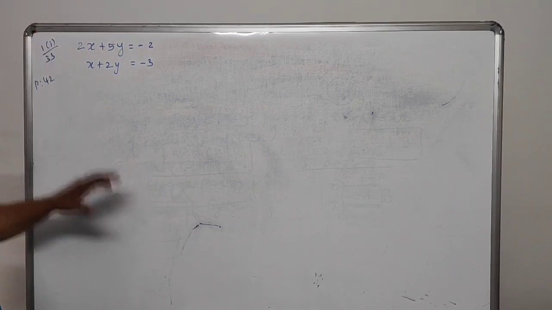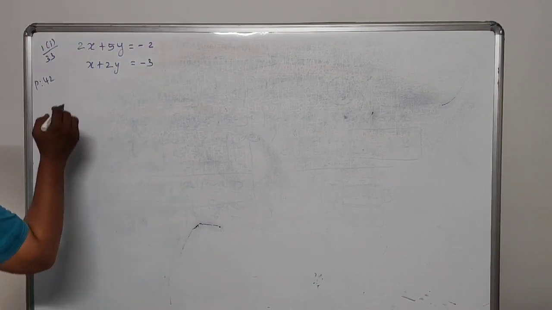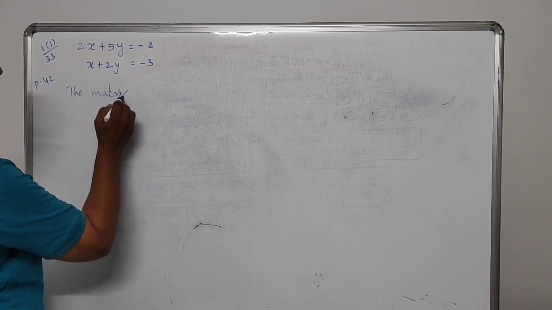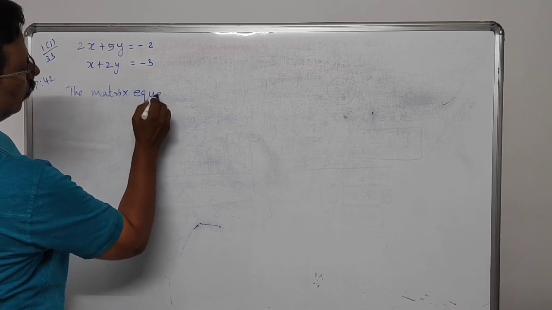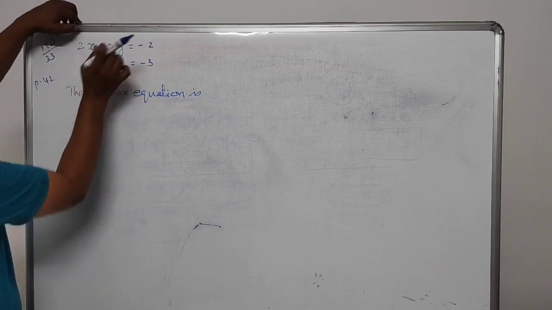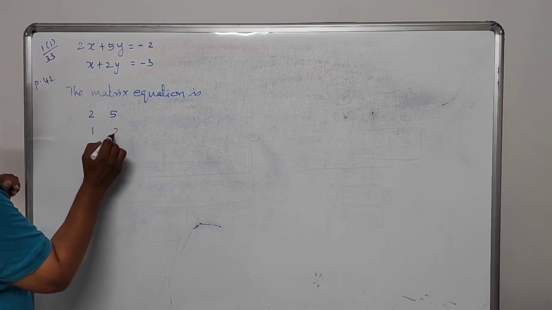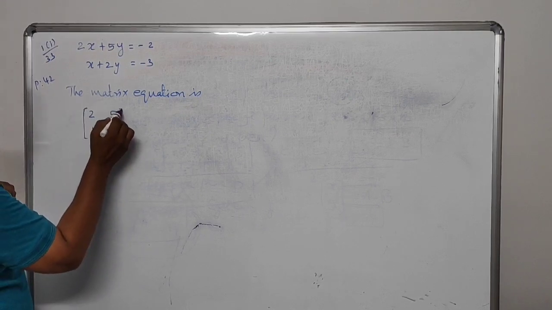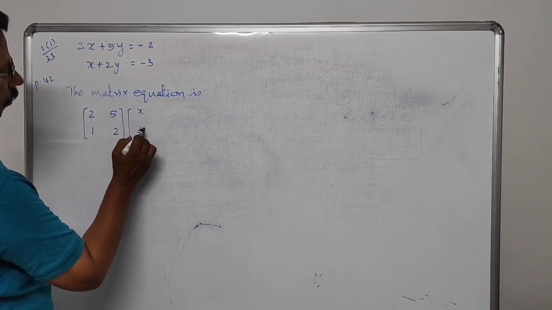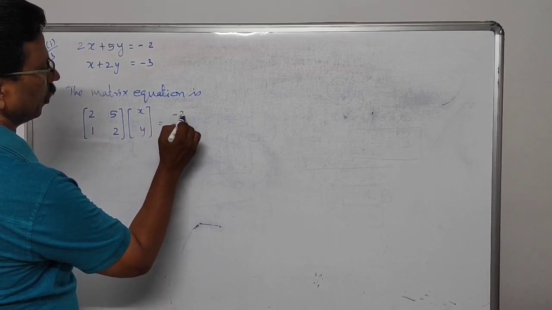First of all we have to write these equations in matrix form. The matrix equation is, just detach the coefficients. You can write 2, 5, then 1, 2. Now this is the coefficient matrix, into the variables x, y, which is equal to minus 2, minus 3.